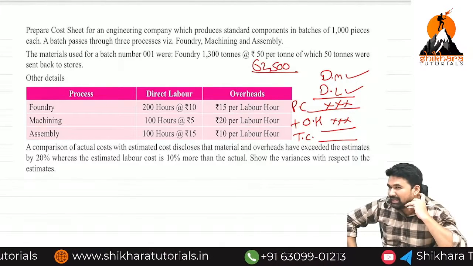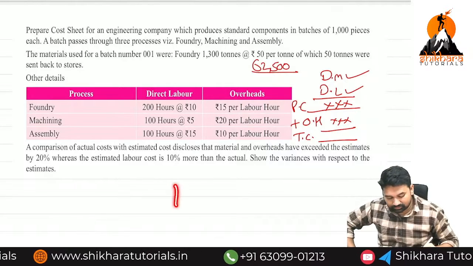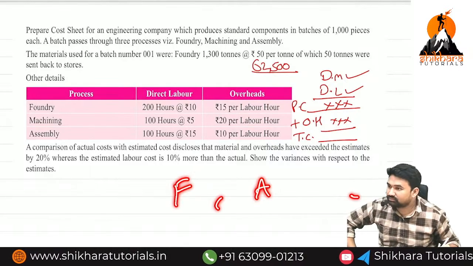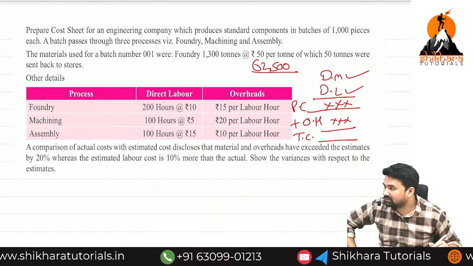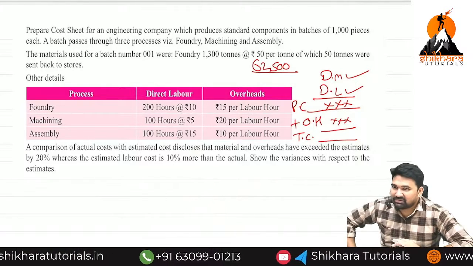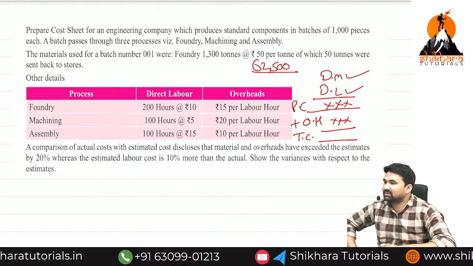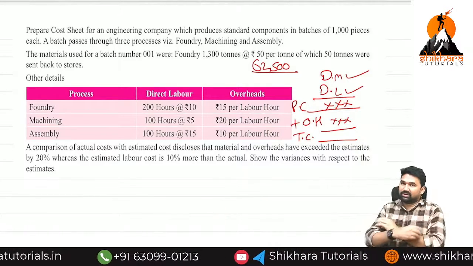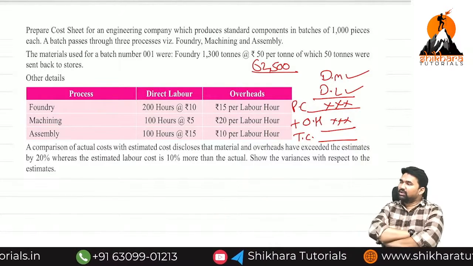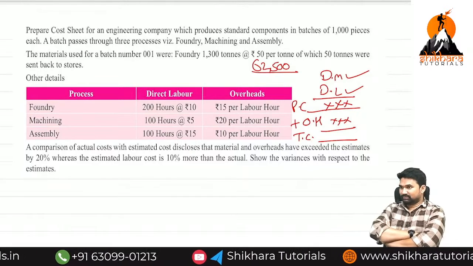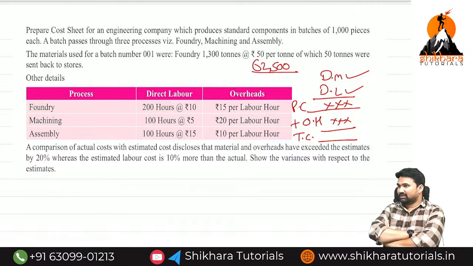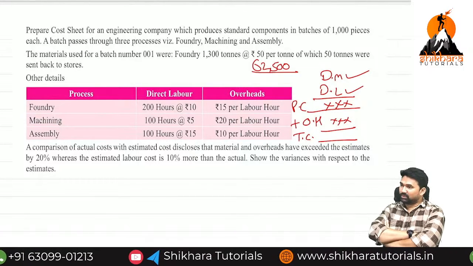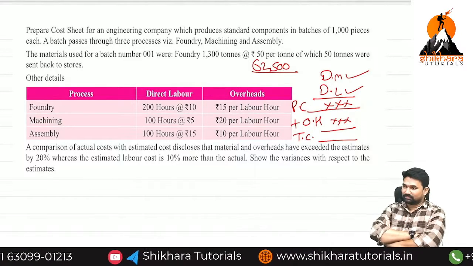So, do you clearly understand what is F and what is A? F means favorable. A for adverse. When will you use F? Super. Repeat again.